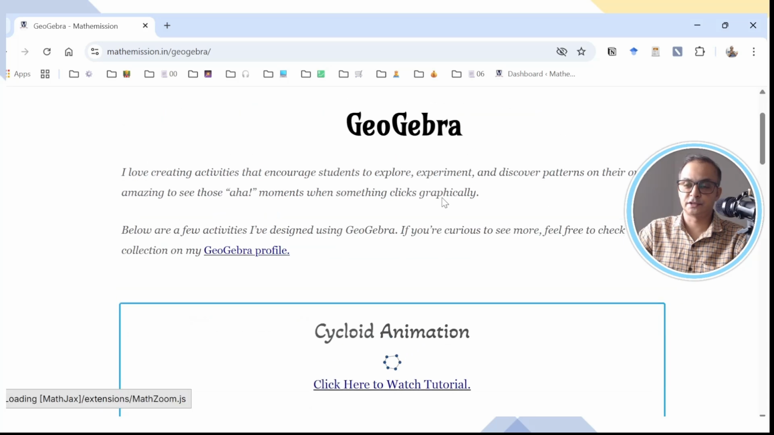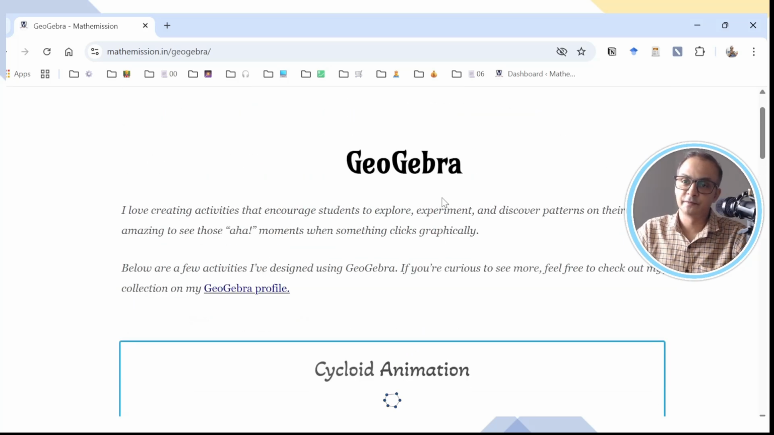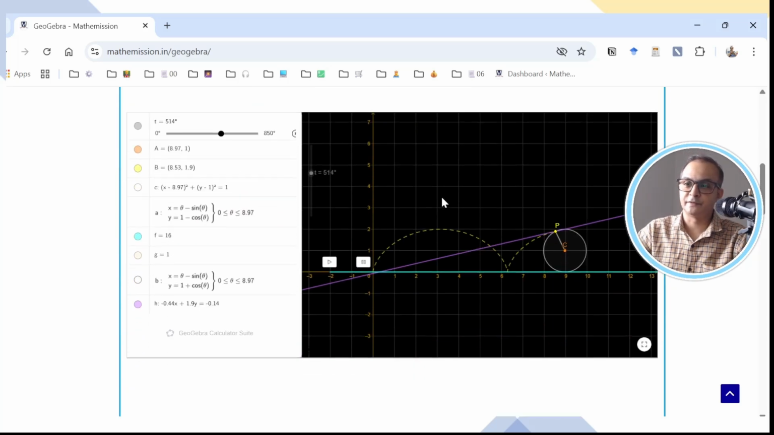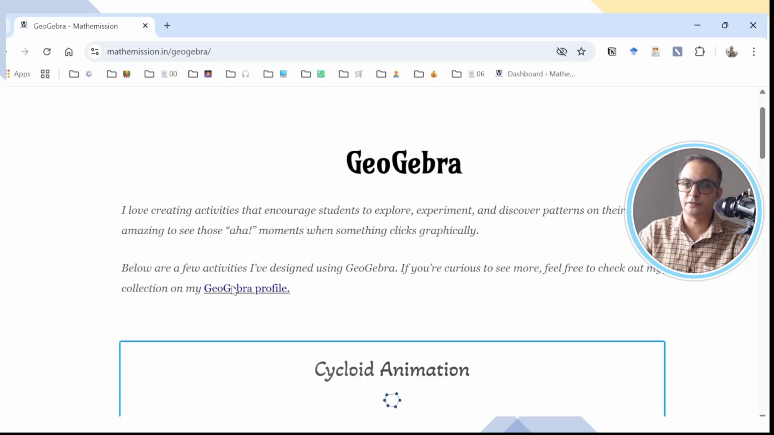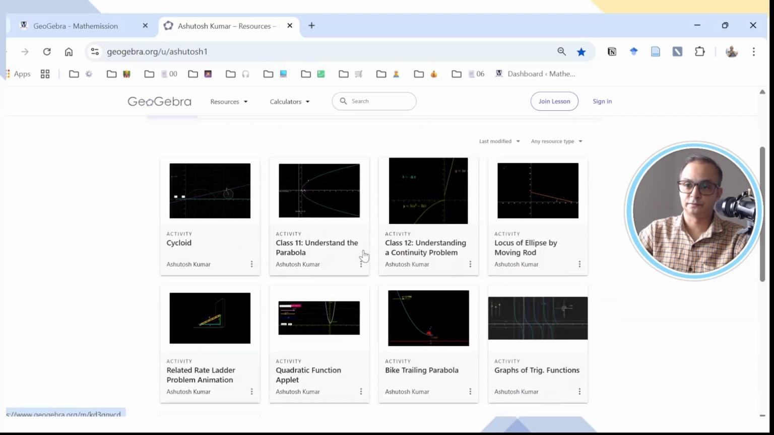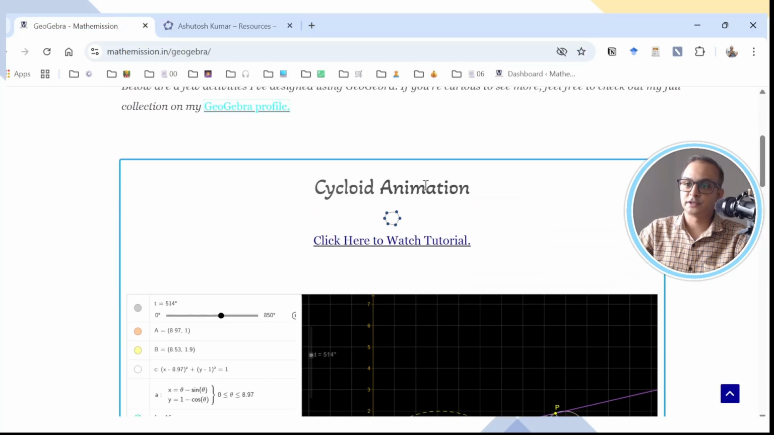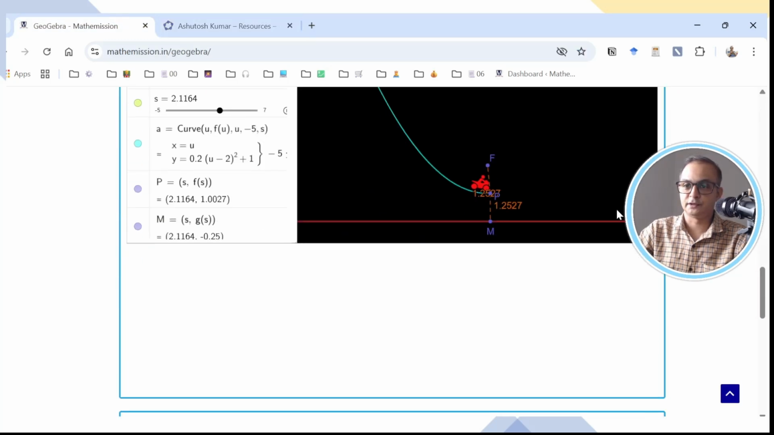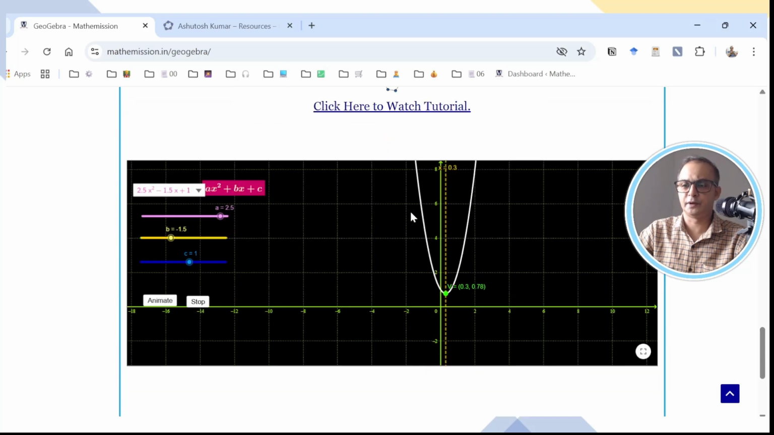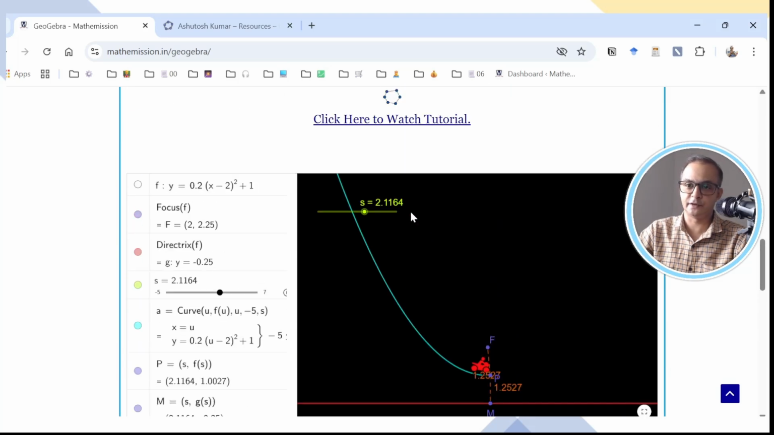is just the mathematical activities. I have given only 3 there, but if you click this GeoGebra profile here, from there you will end up at my GeoGebra profile, and there also you can find many resources of GeoGebra use cases. Okay, so this is the GeoGebra page. Only 3 GeoGebra activities I have given here.